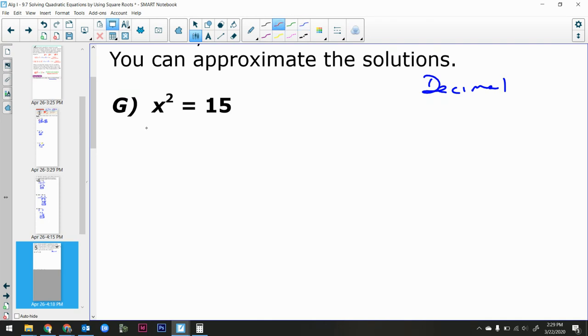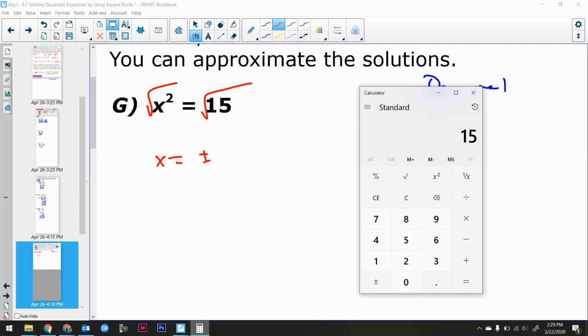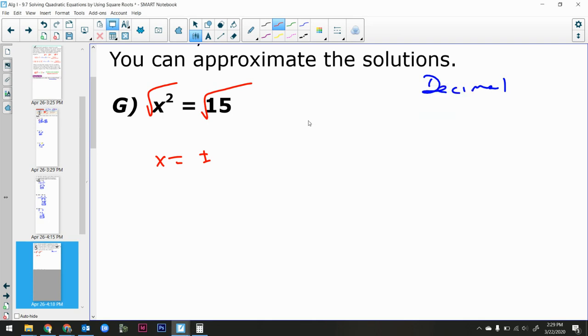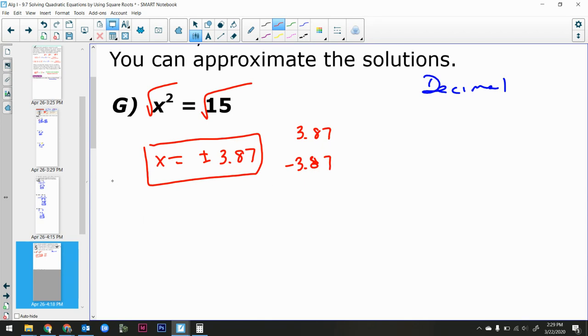For example, I square root here, and I will get x equals. Now, don't forget the plus or minus. You still need the plus or minus. But what happens here? The square root of 15 gives me 3.87. Let's round it to the nearest hundredth. Now, don't lose sight that there are still two numbers: positive 3.87 and negative 3.87. There are still two solutions there as well.